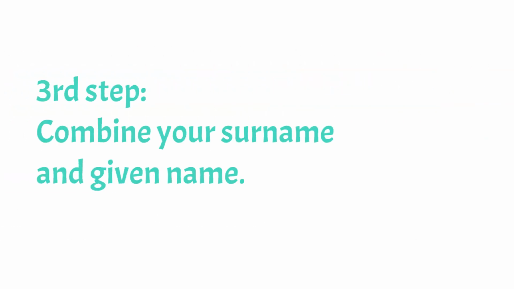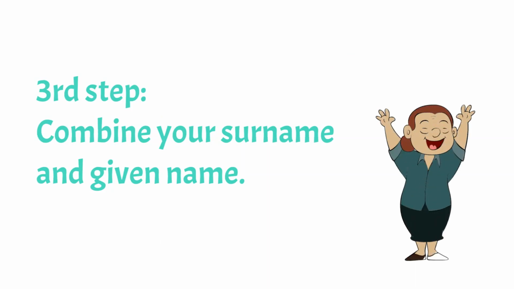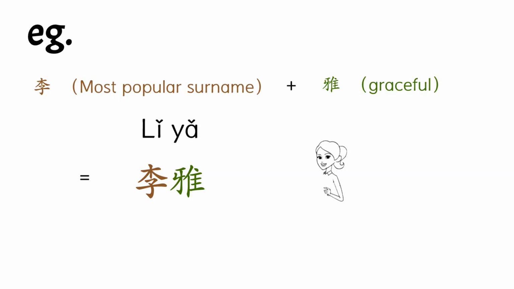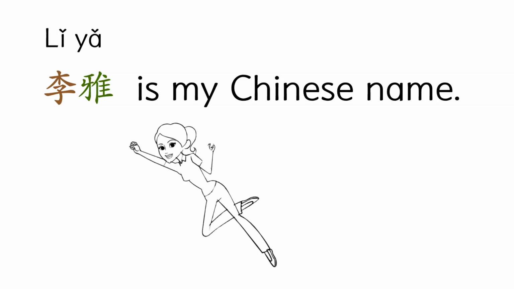Okay, let's go to the third step. Combine your surname and given name. For example, I choose Li, the most popular surname, plus Ya, graceful. So it equals Li Ya. That's the name I choose. Therefore, Li Ya is my Chinese name.